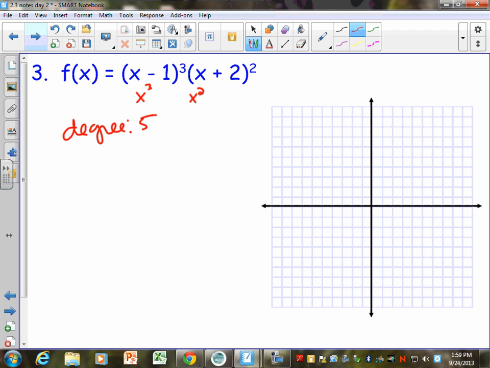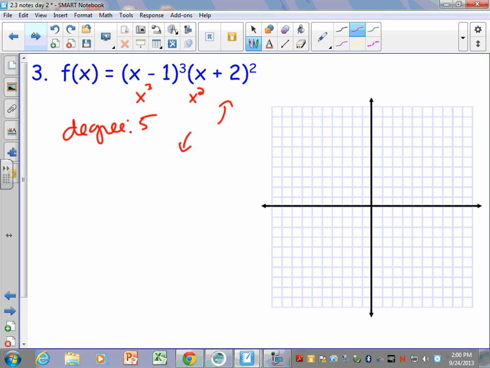Odd degree means our arrows should be going in opposite directions. Because it's a positive leading coefficient, that means the positive side goes up, the negative side goes down. So again, you don't have to do this, but it's helpful to remind myself my graph better look like that when I'm done. Just like my last graph, where both arrows had to go down.